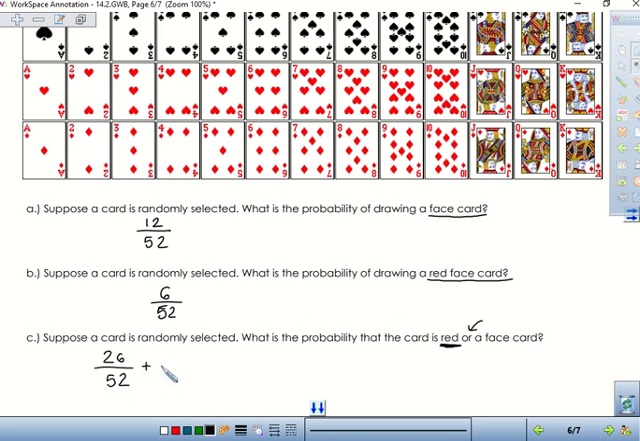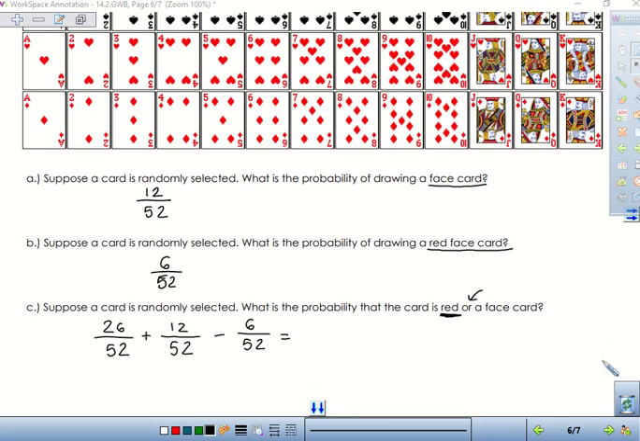Plus, how many are face cards total? Now here's the problem. Are there any red face cards? Yes. So we have to subtract those away because we double counted them. 6 of those are red face cards, so I have to subtract those away. Sometimes you can probably figure it out without doing the math, but they do get more complex, so I just want to show you the proper strategy. So these are ones that are just red. These are face. And these are when both are happening simultaneously. So you have to subtract them away because you double counted them. That's going to give me, I think, 32 over 52.